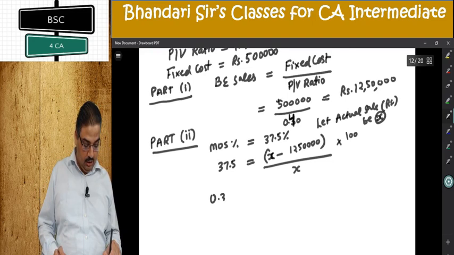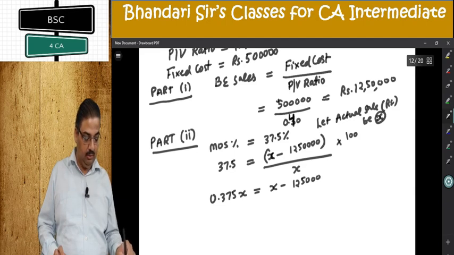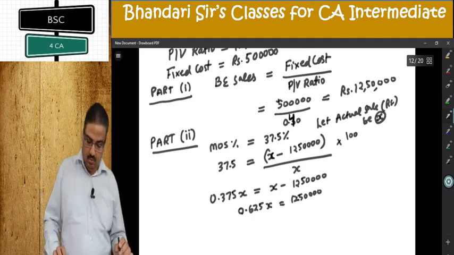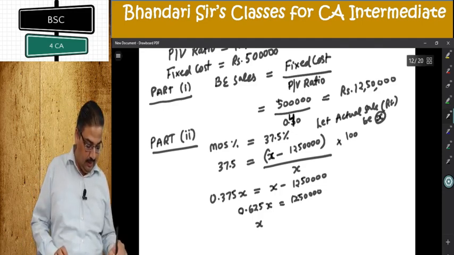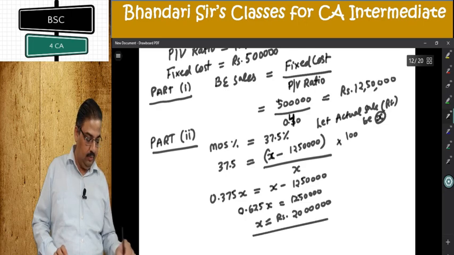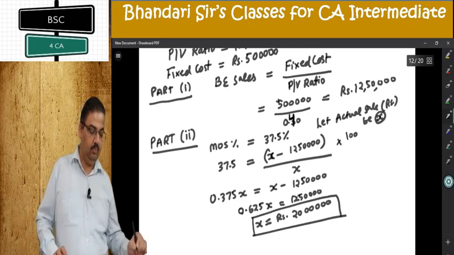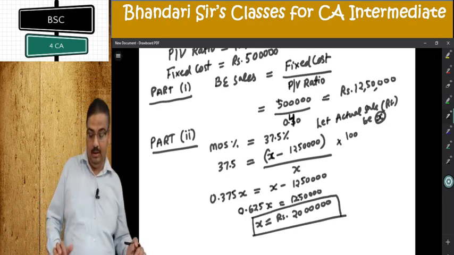So what I am getting, 0.375x is equal to X minus 12,50,000. 0.625x is equal to 12,50,000. Once you divide, you will get X is equal to rupees 20 lakh. X is rupees 20 lakh. That is second part answer.